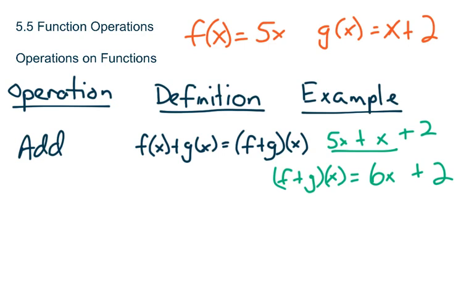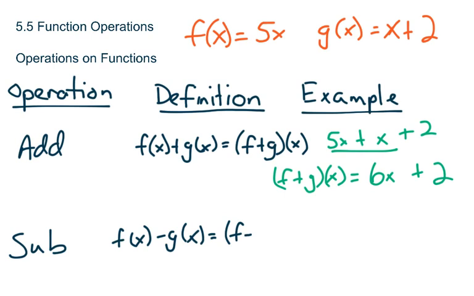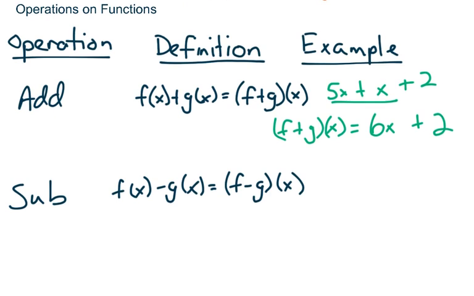Okay, let's move on to subtracting. Subtracting, definition, we're going to have f of x minus g of x. That is equal to, notationally, it's very similar to addition. We're just changing the plus to a minus. Okay, so f of x minus g of x equals f minus g of x. Notationally, that's what we're doing, okay?